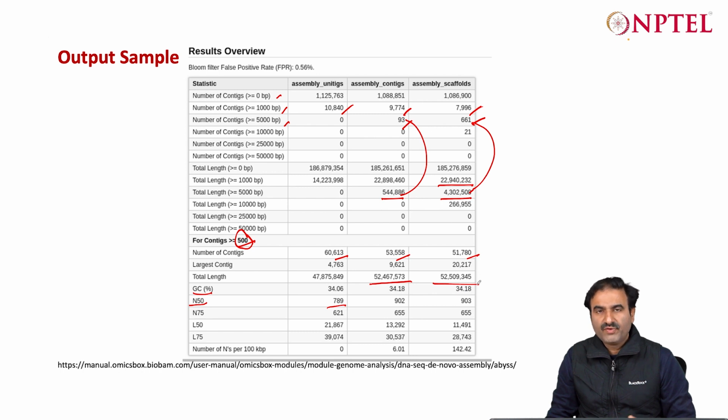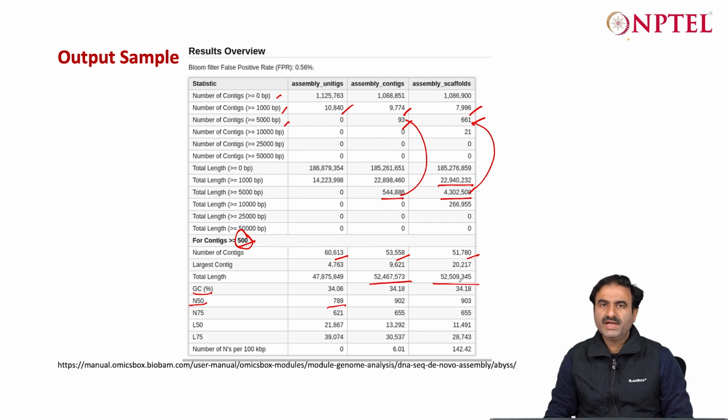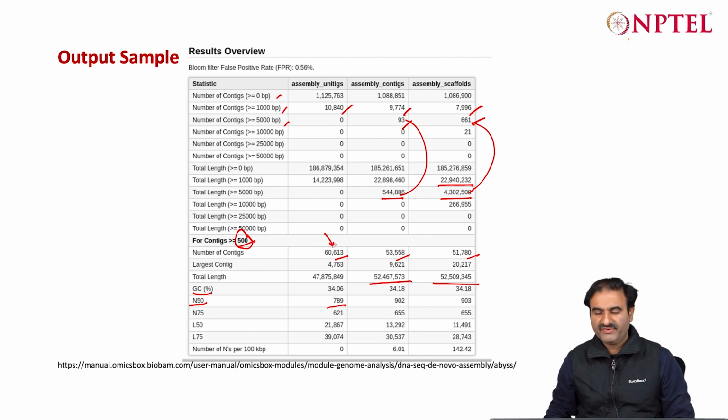That means the sum of all the contigs was 52 MB. That means it might be able to cover your assembly better, but it will be highly fragmented, okay, in about 51,000 or 60,000 pieces.